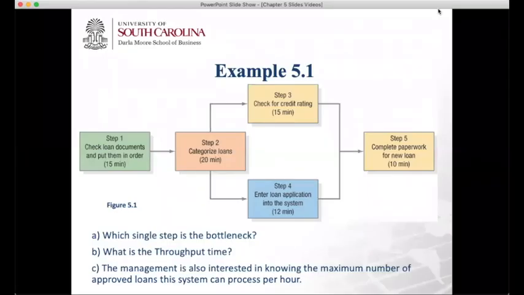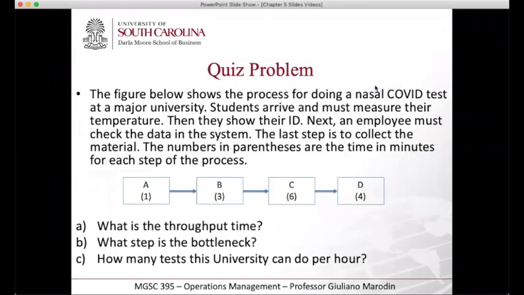So now that you know how to solve this problem, we're going to go to the quiz problem. The figure below is showing some COVID testing. You guys are experts on that now. We have 4 steps here, and here is how many minutes they take. You need to do similar to the last problem. What is the throughput? Which step is the bottleneck? And how many tests can you do per hour? And this will be the quiz problem. I promise I will put it in this time.